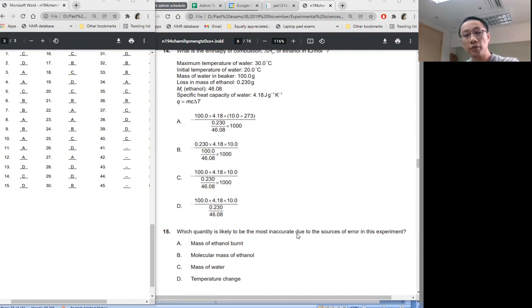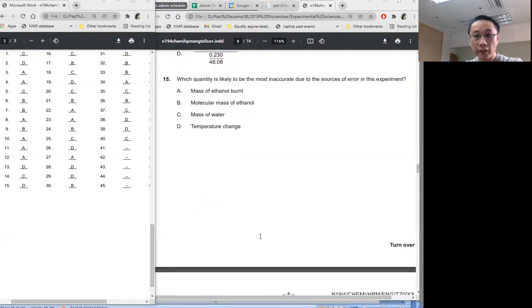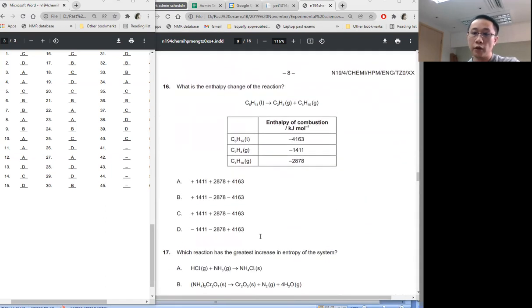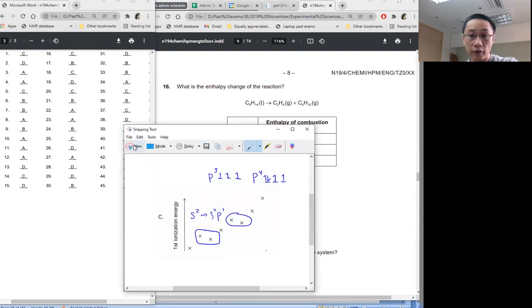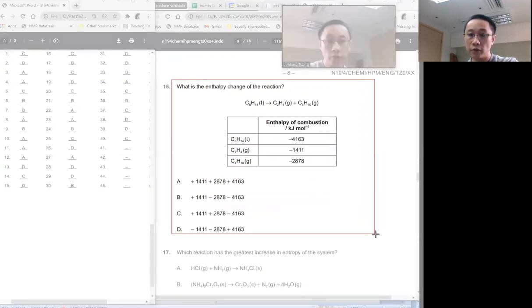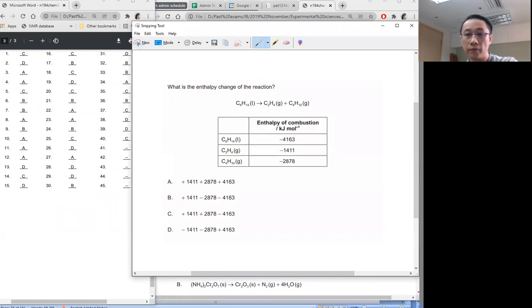There's also incomplete combustion as well. All these will lead to the recorded temperature change being usually significantly lower than the theoretical temperature change. Having an uncertainty of like 50% is actually not unheard of. But in any event, the answer is D. Question 16 is now about the enthalpy change of a reaction when they further give you supplementary information in terms of enthalpy of combustion.